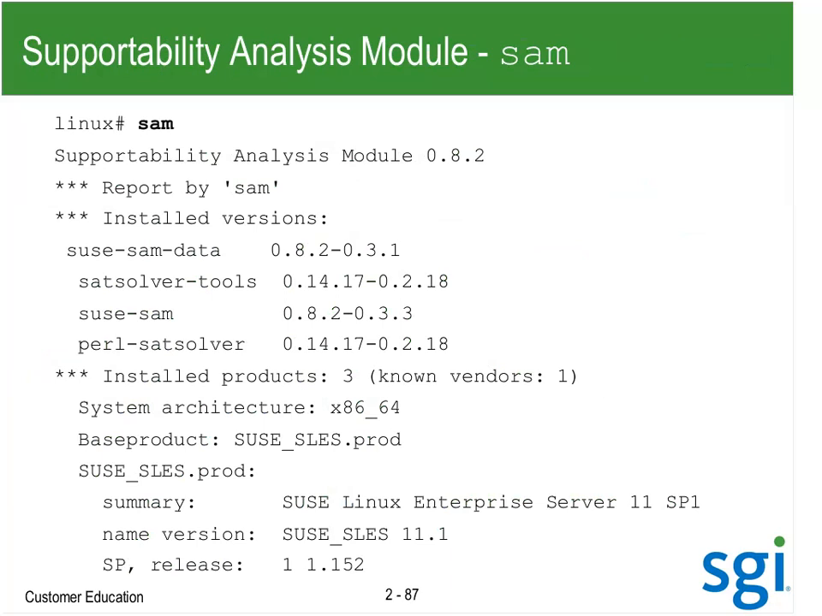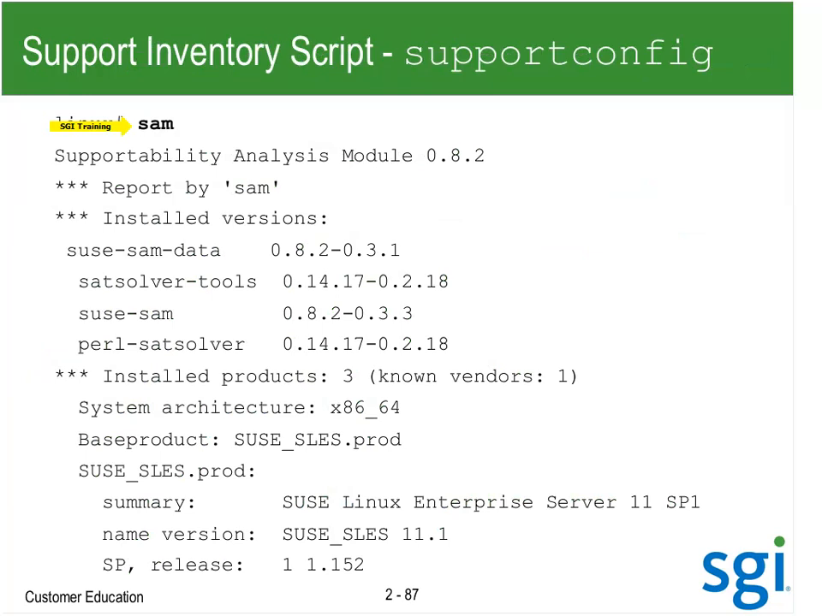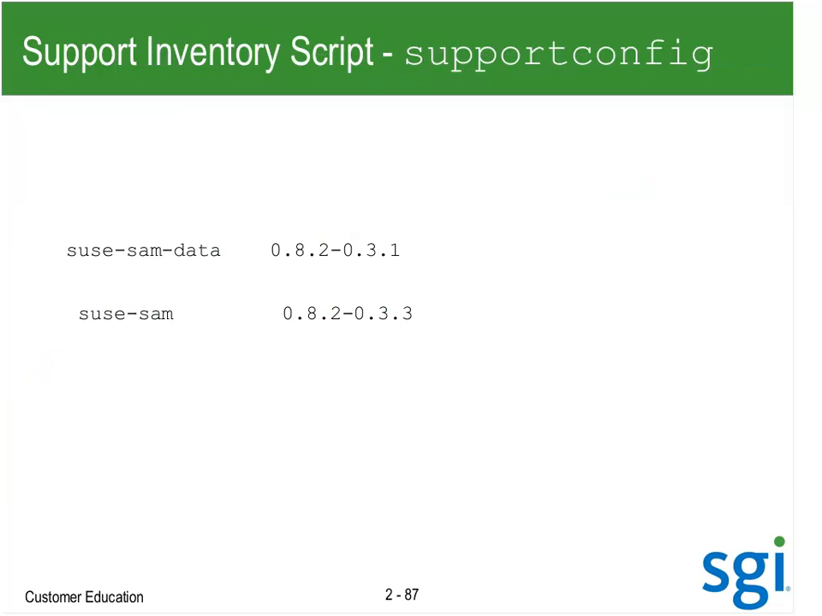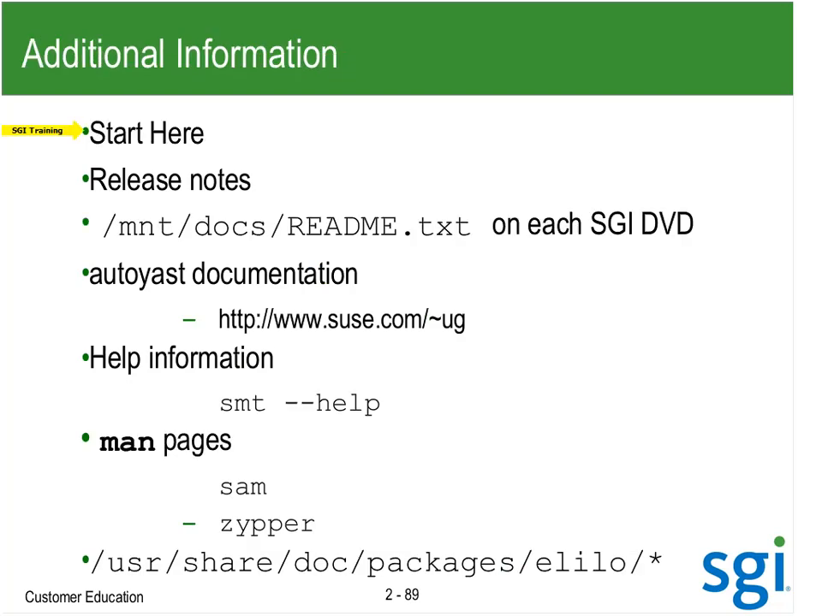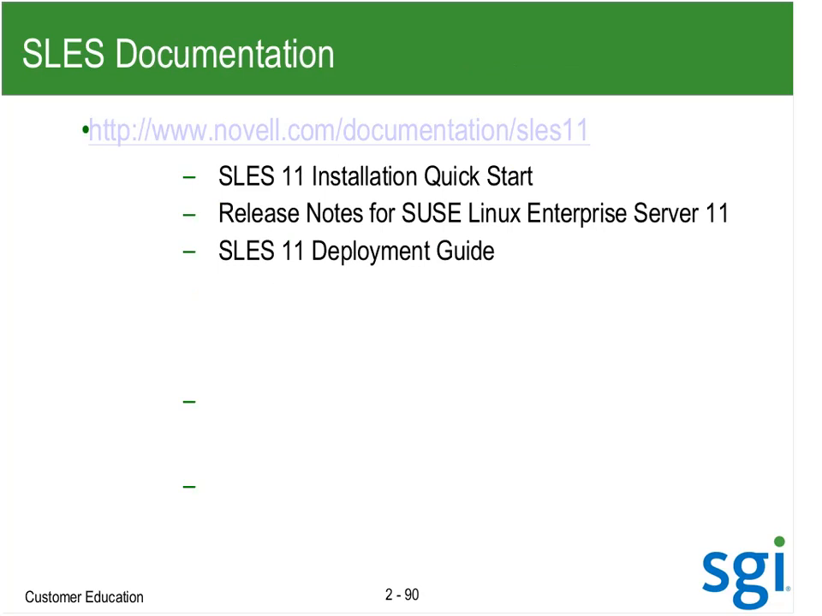There is a SAM command, which is just going to do a sanity check of all your RPMs to see what Novell supports. And I don't have a sample here. I've kind of missed this, but there is a supportconfig command. That is from Novell. So there is still a start here. You got release notes. You go into mount docs. There's AutoYaST information. SMT we'll talk about later. Man pages. And then there is description of ELILO there as well. And then the SLES documentation.